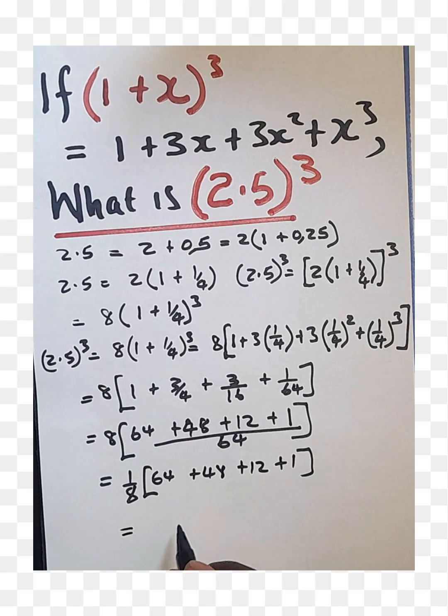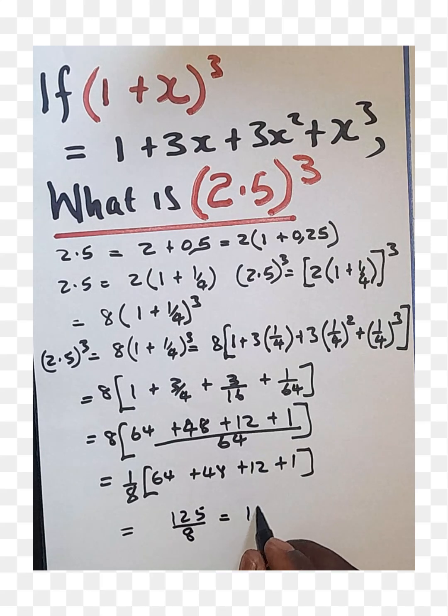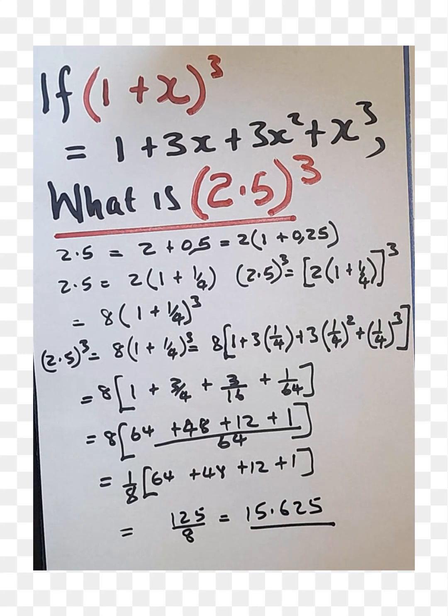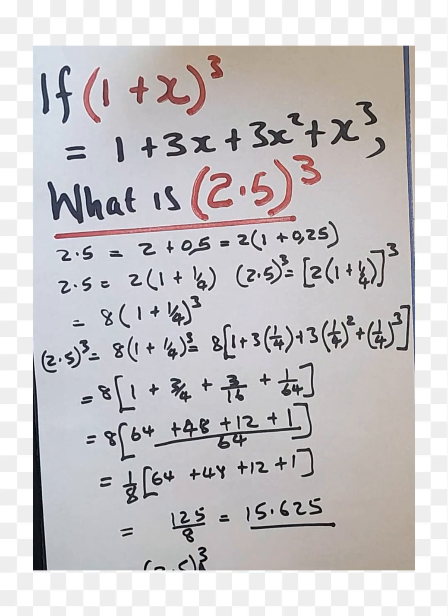So finally, we have 125 over 8, which of course is equal to 15.625. So therefore, our 2.5 raised to the power 3 is equal to 15.625, which is our final answer.